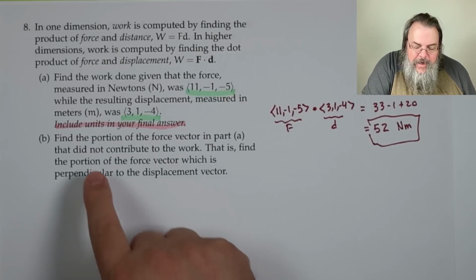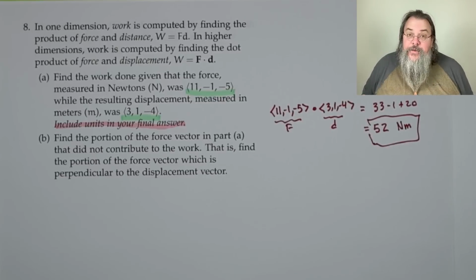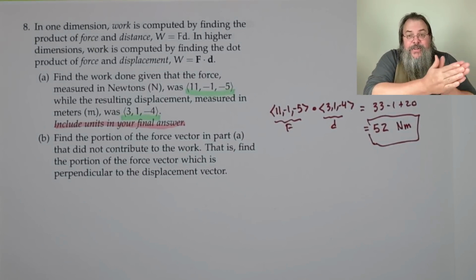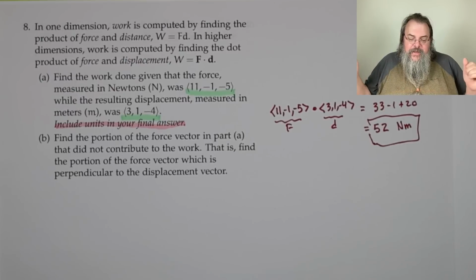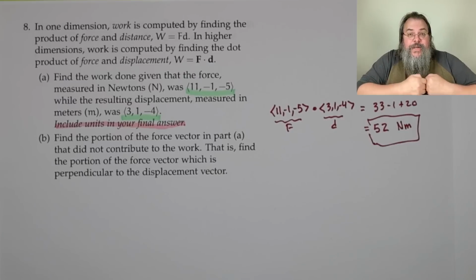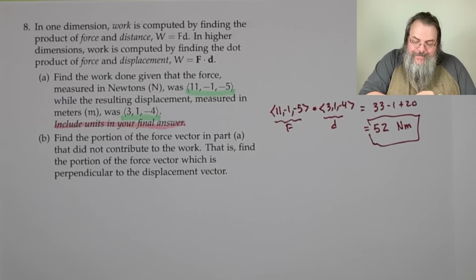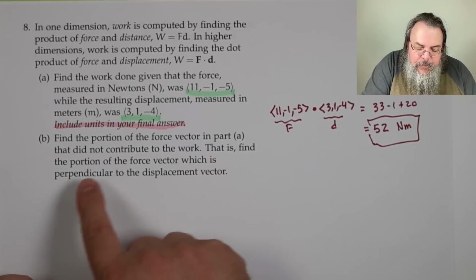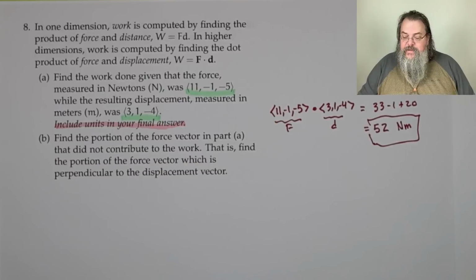So it says, find the portion of the force vector in part A that did not contribute to the work. So notice that these aren't parallel to each other. So they're sort of askew. And it's like, oh, okay. So some of the force was sort of helpful in moving it, and some of the force was not. So it even says it right here. That is, find the portion of the force vector which is perpendicular to the displacement vector.